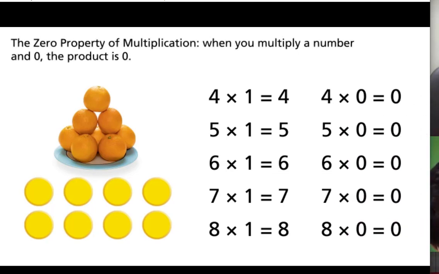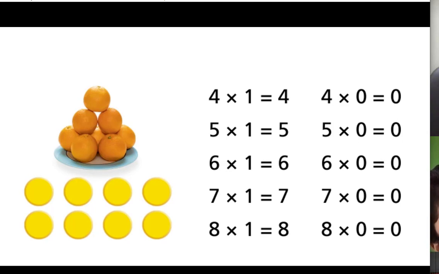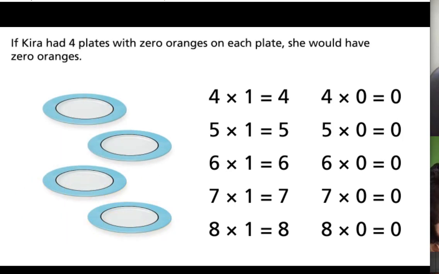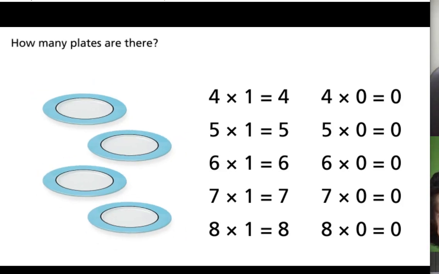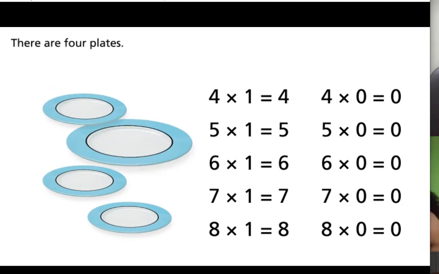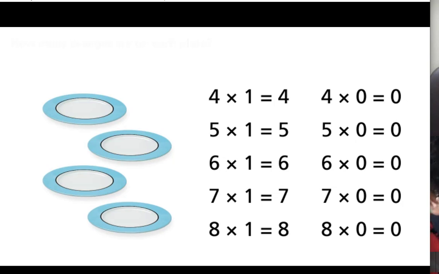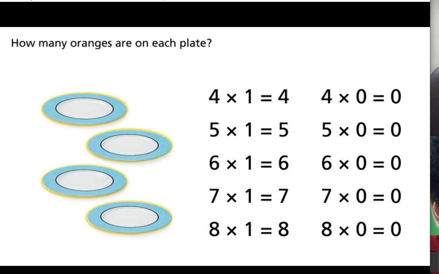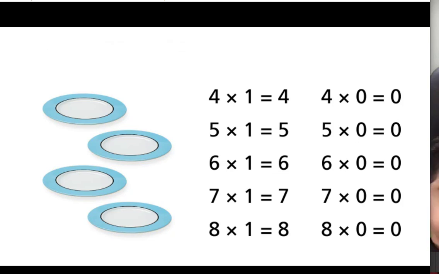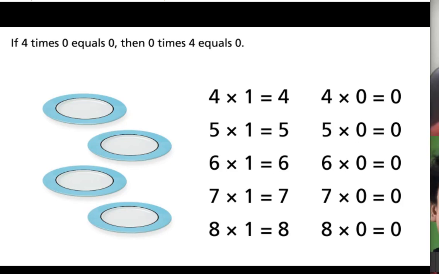The 0 property of multiplication: when you multiply a number and 0, the product is 0. If Kira had 4 plates with 0 oranges on each plate, she would have 0 oranges. How many plates are there? There are 4 plates. How many oranges are on each plate? There are 0 oranges on each plate. If 4 times 0 equals 0, then 0 times 4 equals 0.